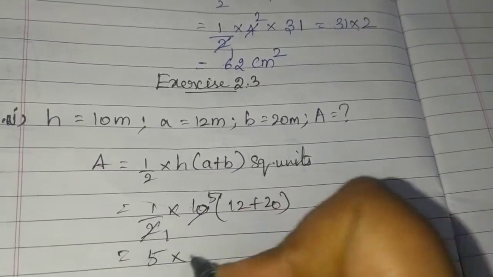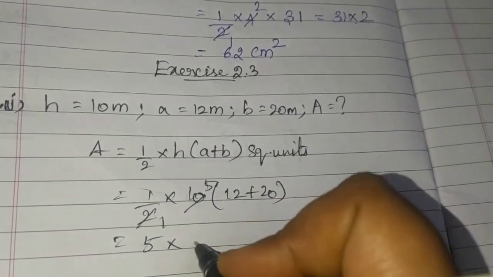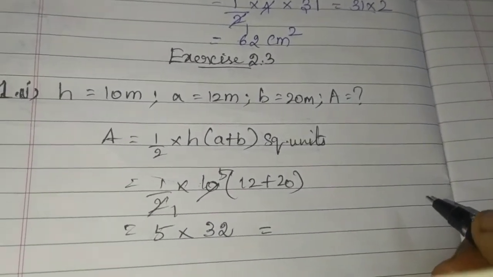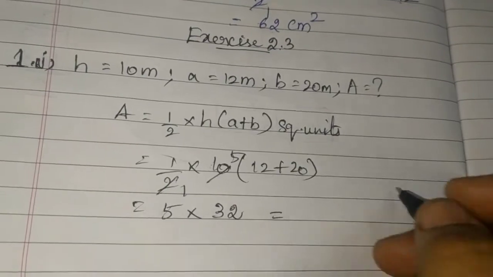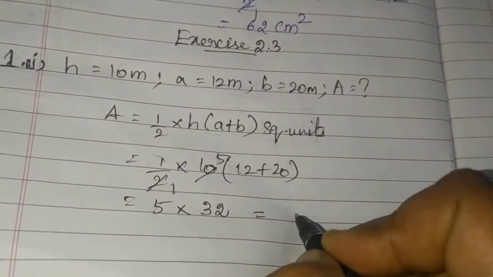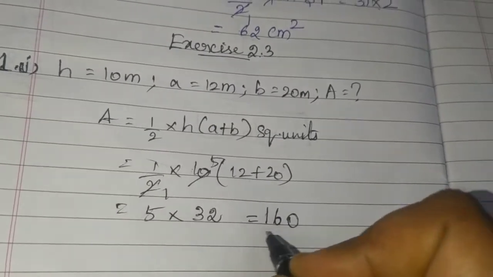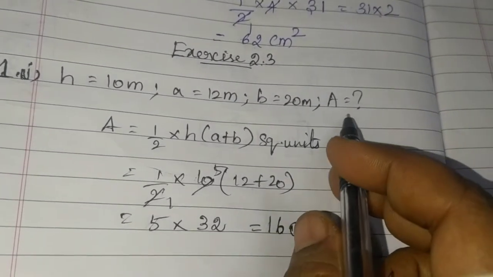So 5 into 12 plus 20, what will come? 32 will come. So 5 into 32, what will come? 5 twos are 10, carry 1, 5 threes are 15 plus 1 is 16. So 160. We are finding the area.